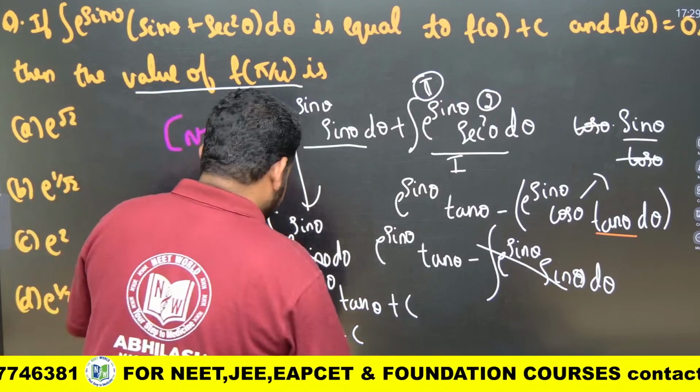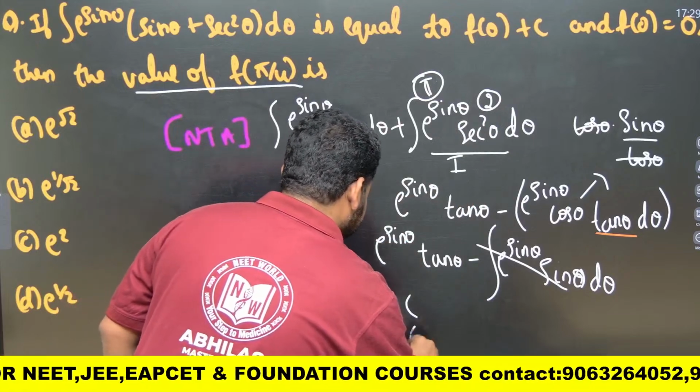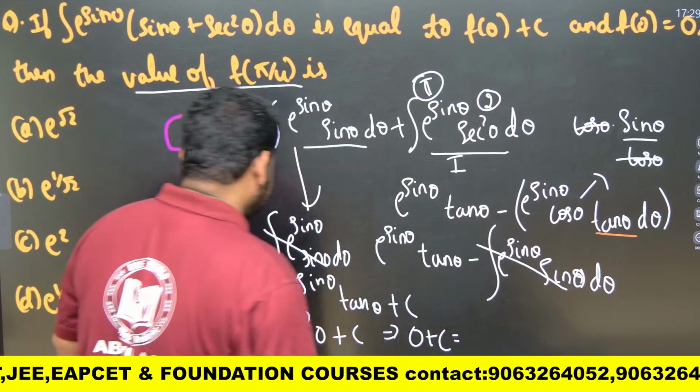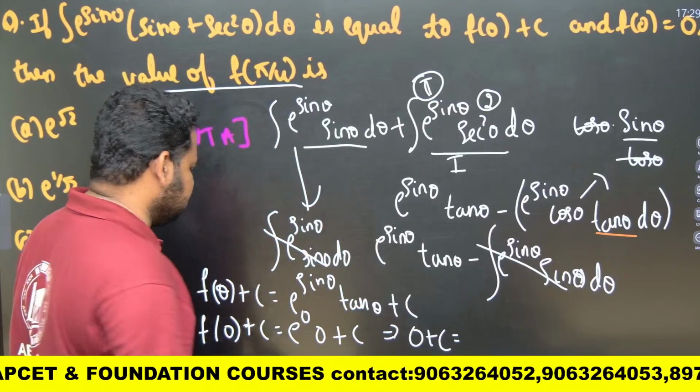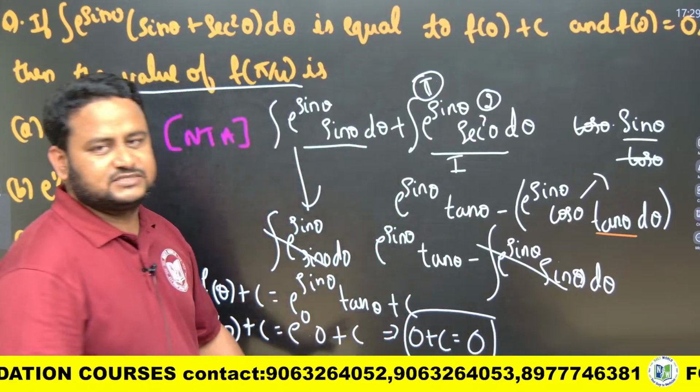That gives me, they are telling f of 0 is 0. So 0 plus c is equal to 0. That gives me c is equal to 0. I will get c is equal to 0.